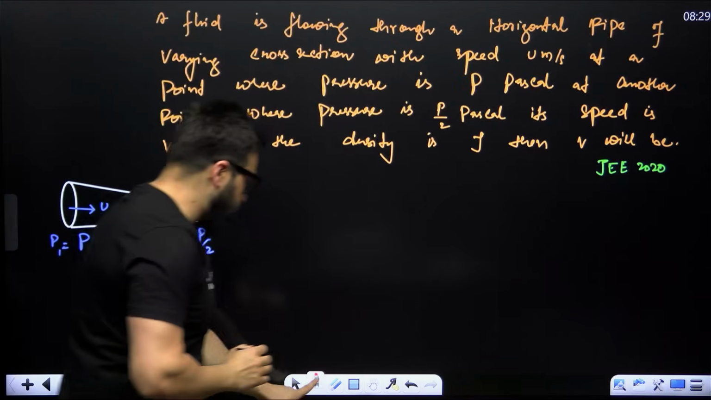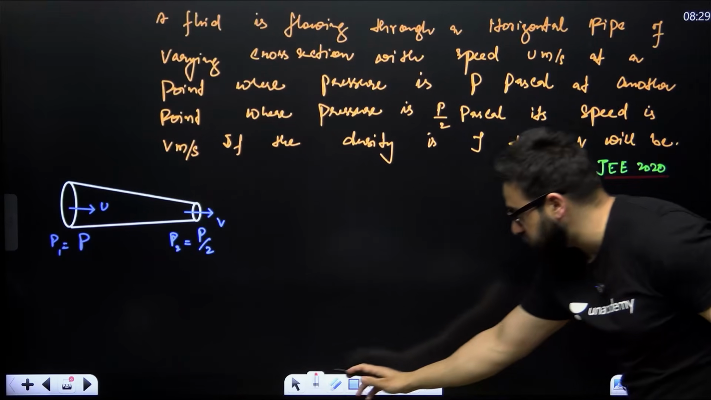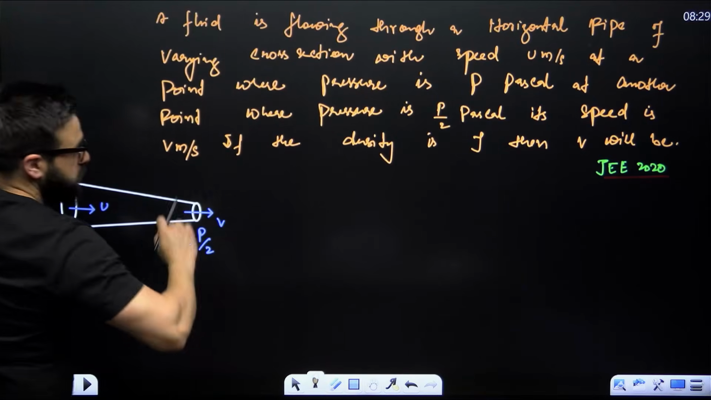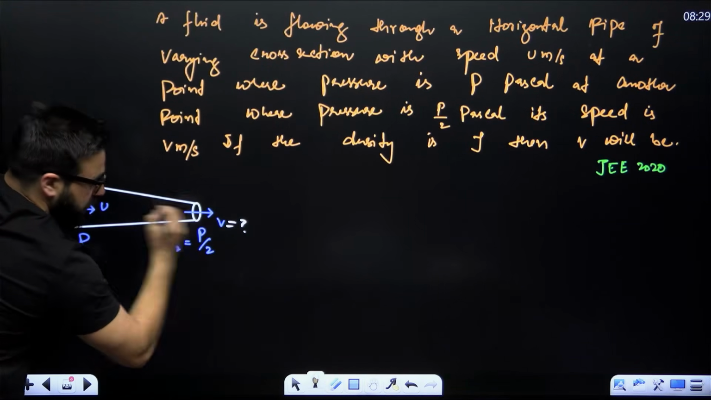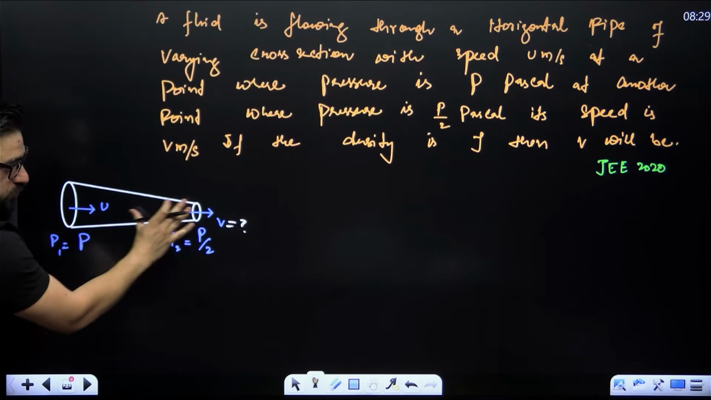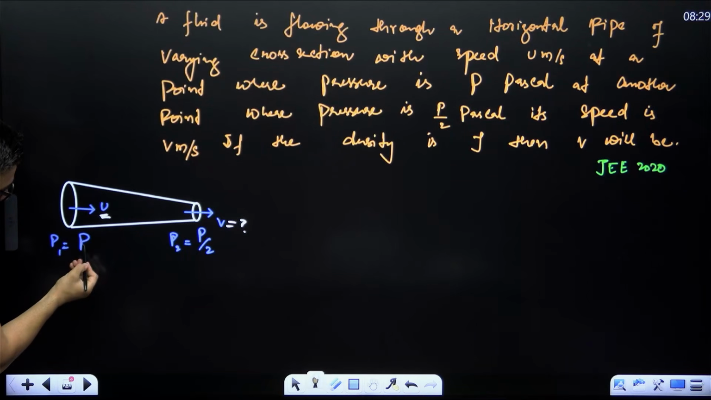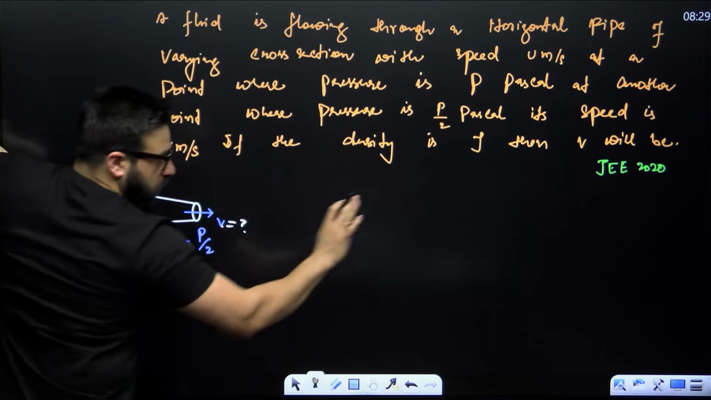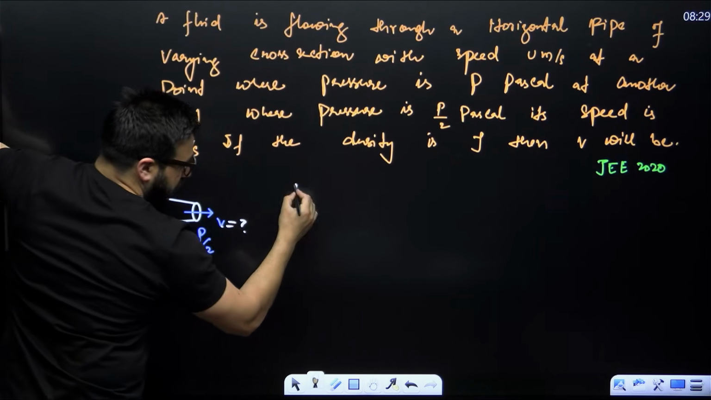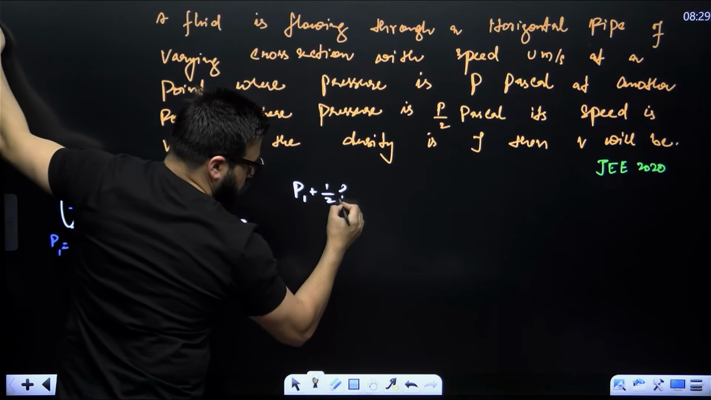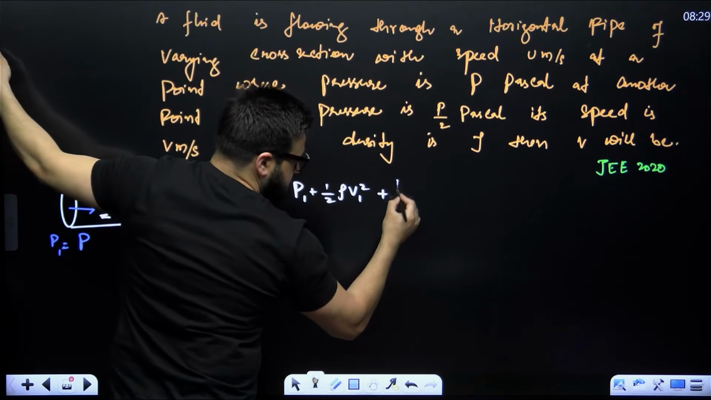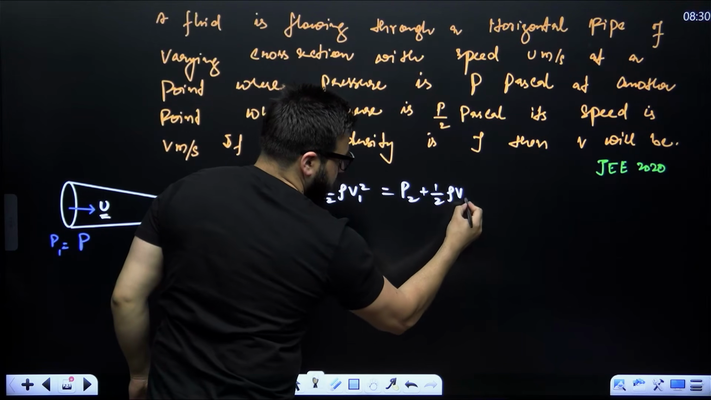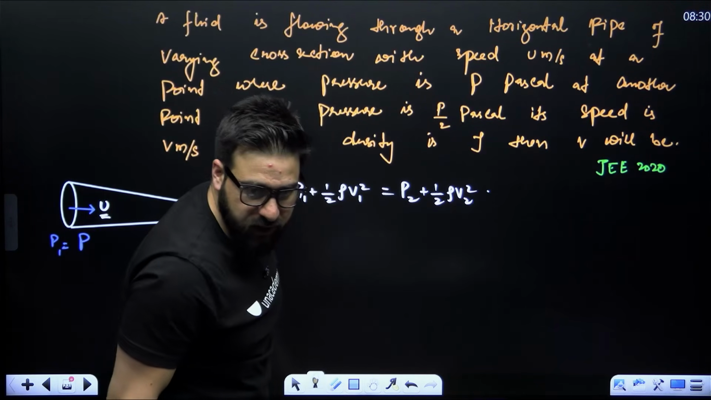Now take a look, my dear NEET aspirants. This is the question which was asked in JEE 2020. You are supposed to tell me in this particular case, what is the value of this velocity V? Okay, a fluid is flowing through this pipe. Velocity of the fluid here is U, pressure is P, velocity here is V, pressure is P by 2. We'll use the horizontal pipe concept, that is P1 plus 1 by 2 rho V1 square is equal to P2 plus 1 by 2 rho V2 square. You can use this particular concept over here.